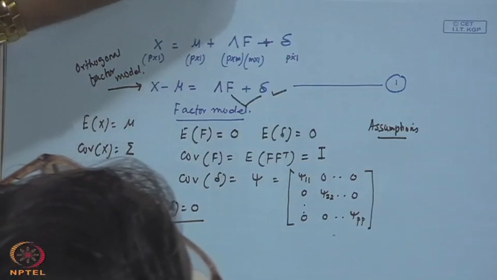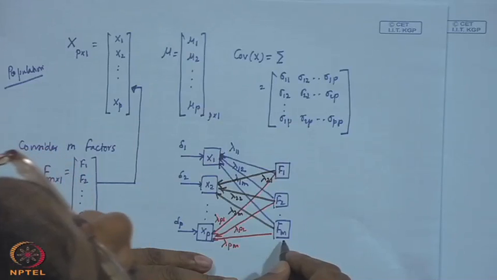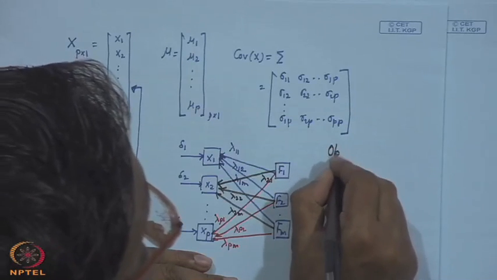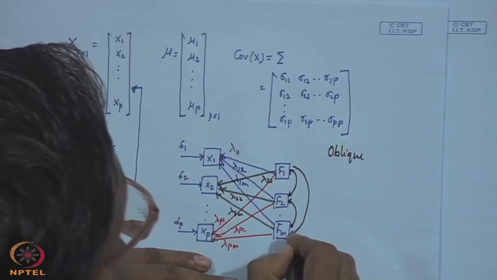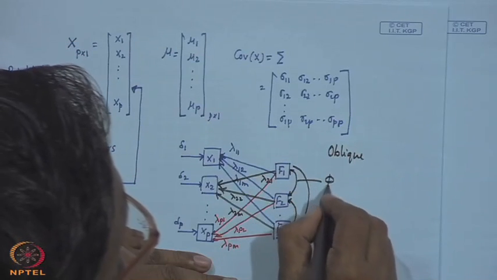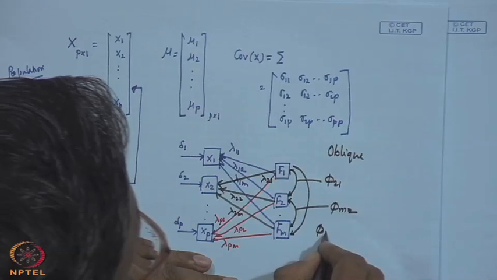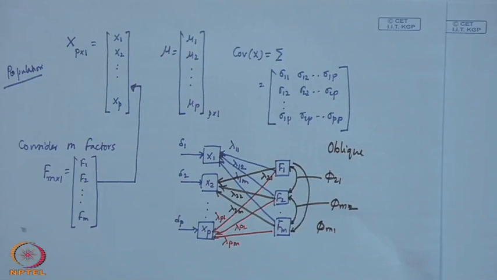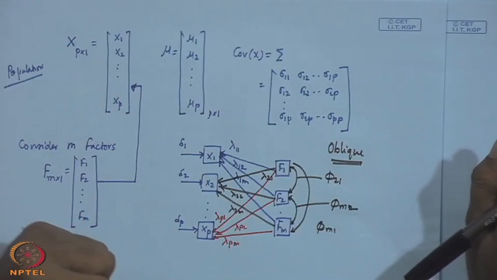So, here I think I should say a little bit about the types. We are saying orthogonal because the factors f1, f2, fm are independent. There will be an oblique factor model when you say no, they are not independent, there is correlation between them. Getting me? So, this correlation coefficient will be phi 2 1, this will be phi m2, this will be phi m1. So, when you allow covariance components between the factors, then your factor model will become an oblique factor model. Now, this oblique factor model will be treated separately and we will discuss the orthogonal factor model.